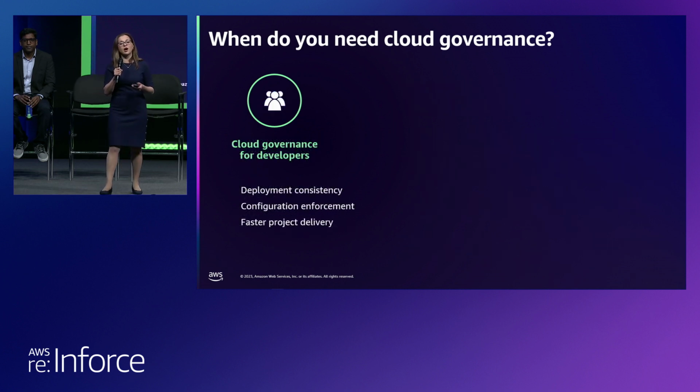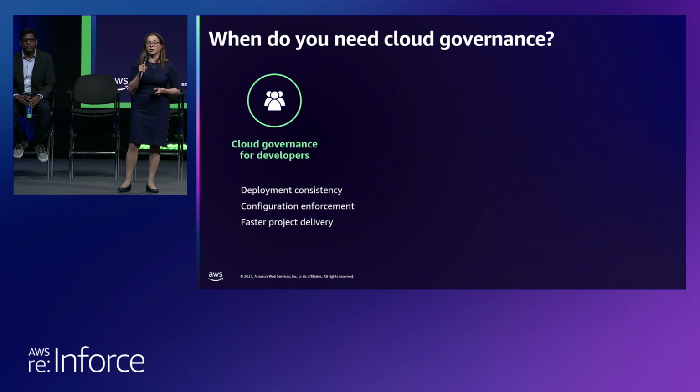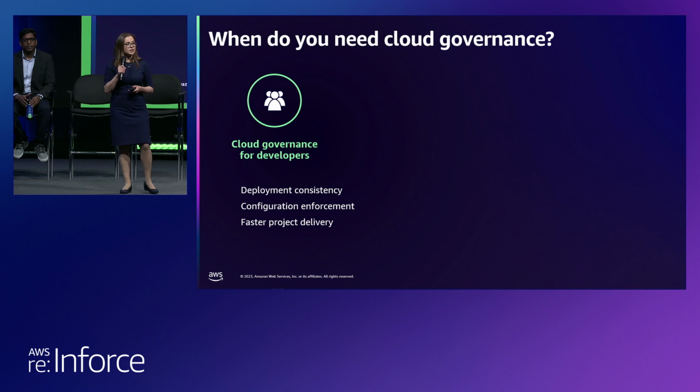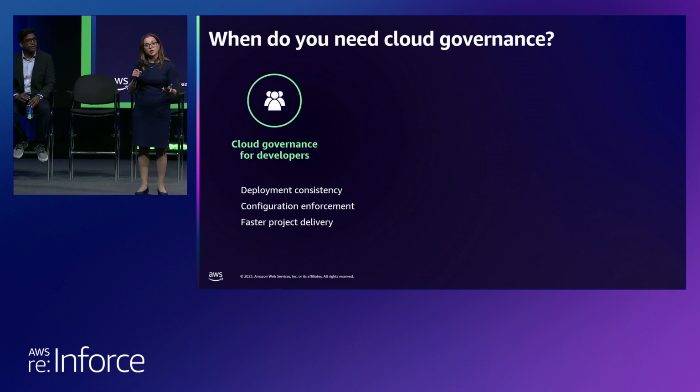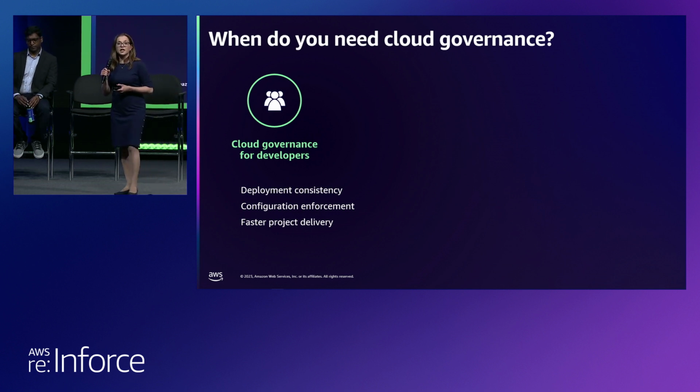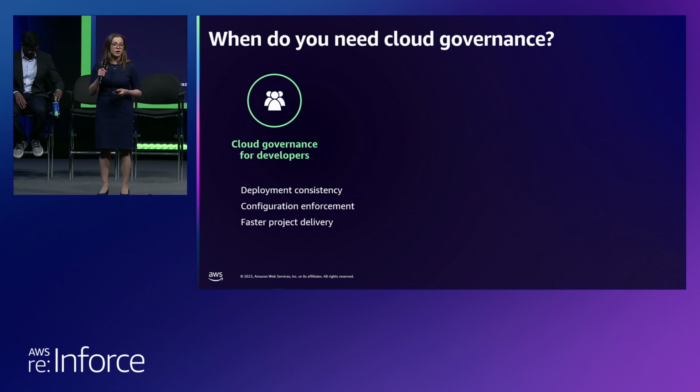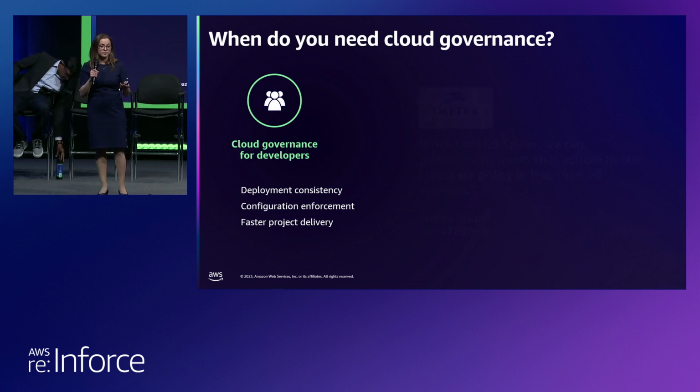And finally, you need cloud governance for developers to ensure deployment consistency and also configuration enforcement. For example, let's start with predefined infrastructure as code templates versus starting from scratch, with security controls, built-in networking, and cost-effective options, and also configuration enforcement, such as specific instances that you can use or access to specific S3 buckets. And then faster project delivery, with things like automated account provisioning or provisioning of environments.